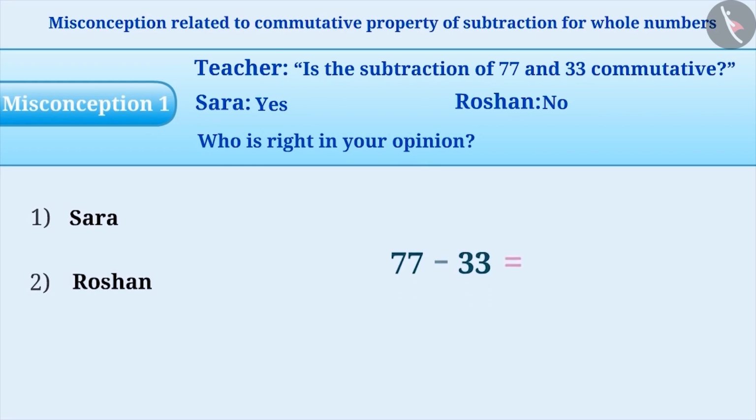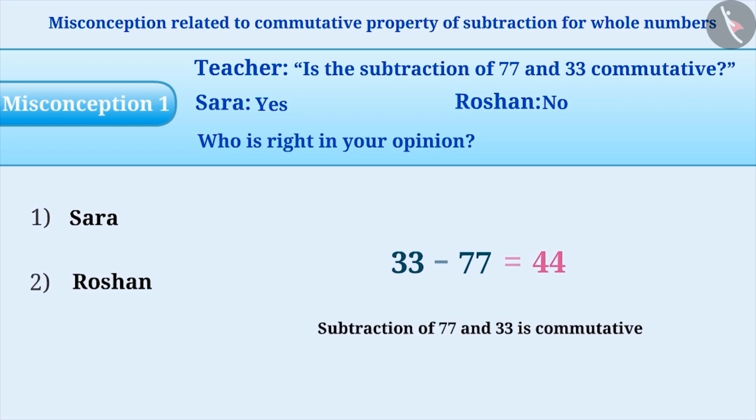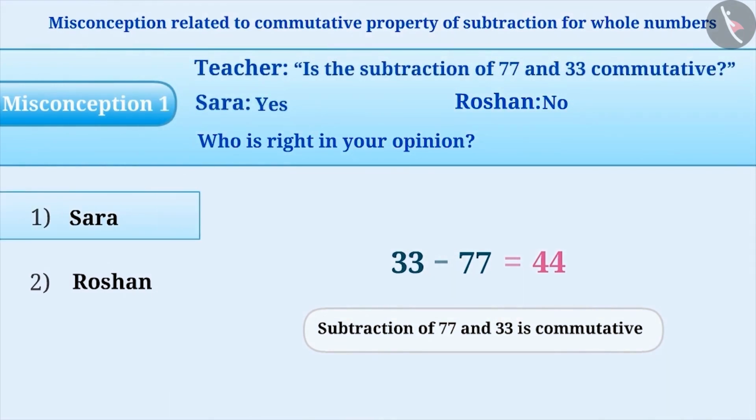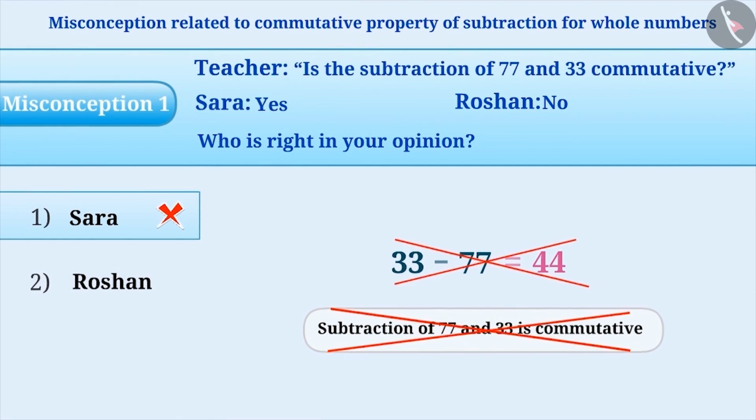77 minus 33 is equal to 44. Students also start thinking that 33 minus 77 is also equal to 44. With this misconception, students think that the subtraction of whole numbers is also commutative. With the same understanding, students think Sarah's reply is the correct answer and they choose option 1 as the right answer. This is an incorrect answer.